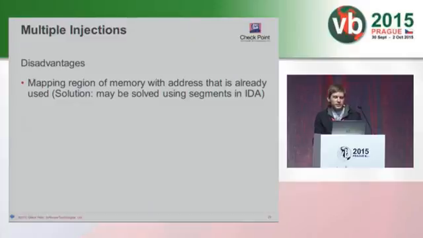We also have some disadvantages at the moment. For example, mapping regions of memory with addresses that are already used. However, we have a solution for that. We can use segments in IDA to address this issue. We just need to implement that.